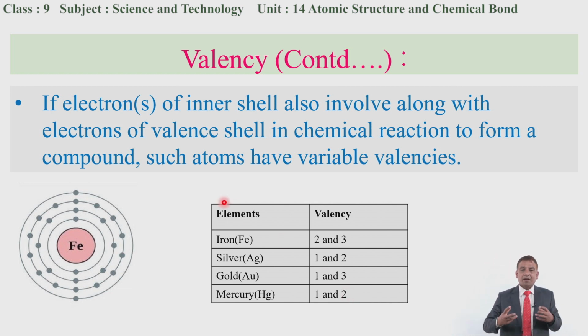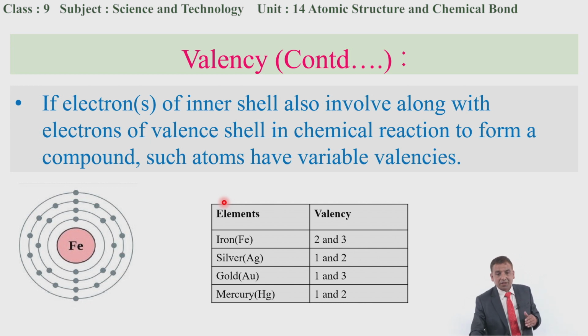So, by this discussion, I think you now know the gist: when an atom loses or gains electrons from the valence shell only, it has a single valency. But if the electrons of the inner orbit also get involved in making bonds by losing electrons, then it has two or multiple valences. This is the gist, as well as the conclusion of the discussion that we have just made.